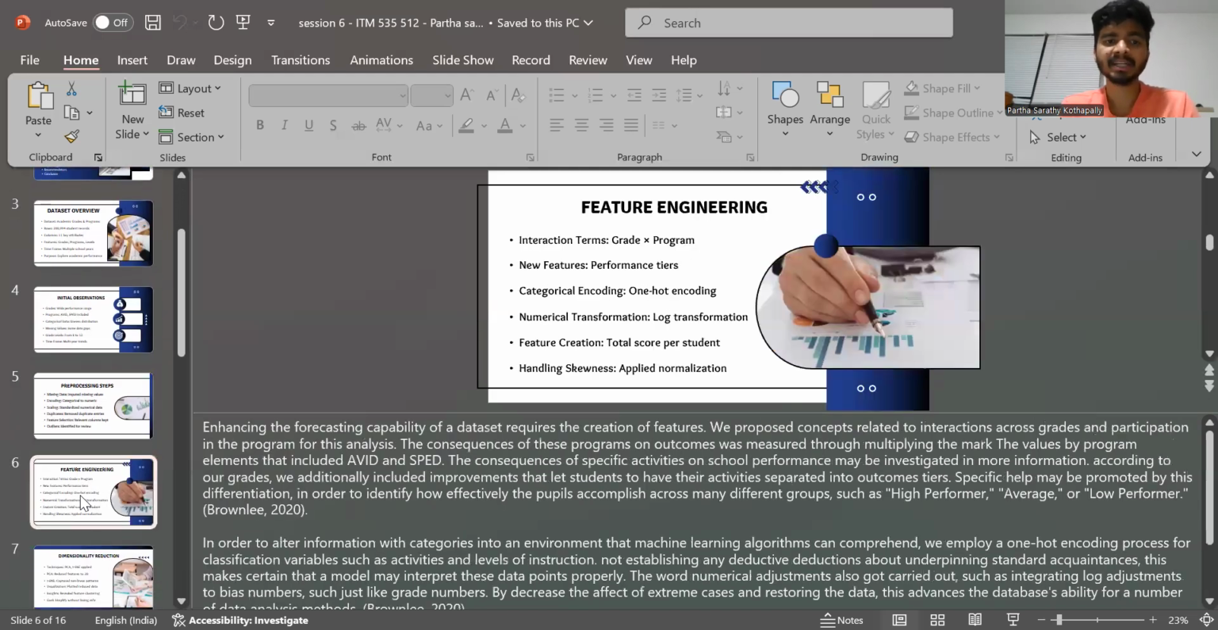Feature engineering. Enhancing the forecasting capability of a dataset requires the creation of features. We proposed concepts related to interaction across grades and participation in programs for this analysis. The consequences of these programs on outcomes were measured by multiplying the values by program elements, providing evidence so that the consequences of specific activities on school performance may be investigated in more detail.